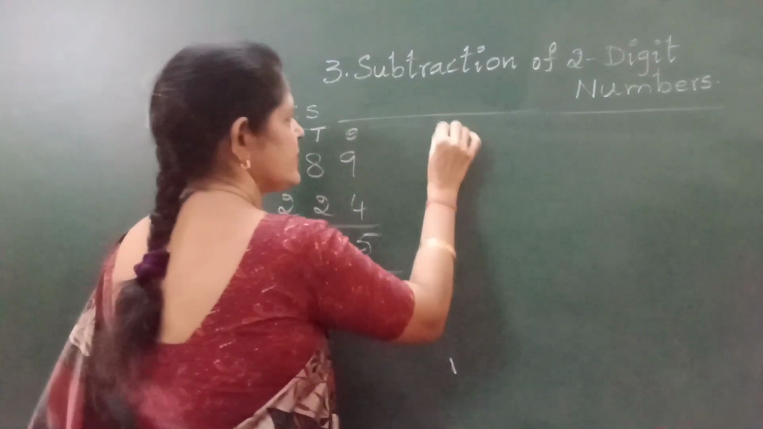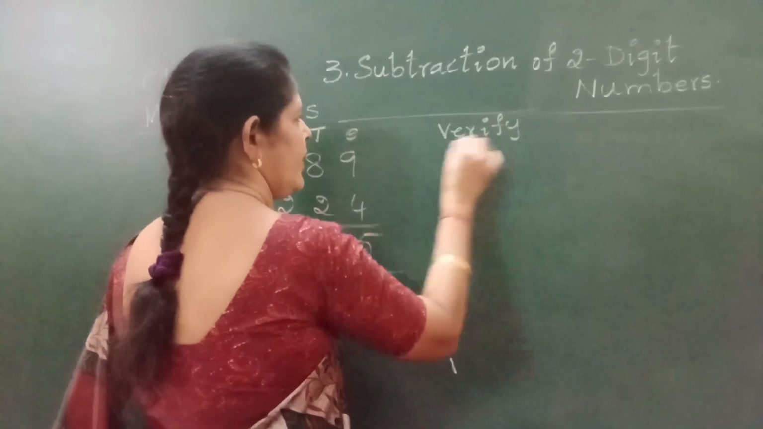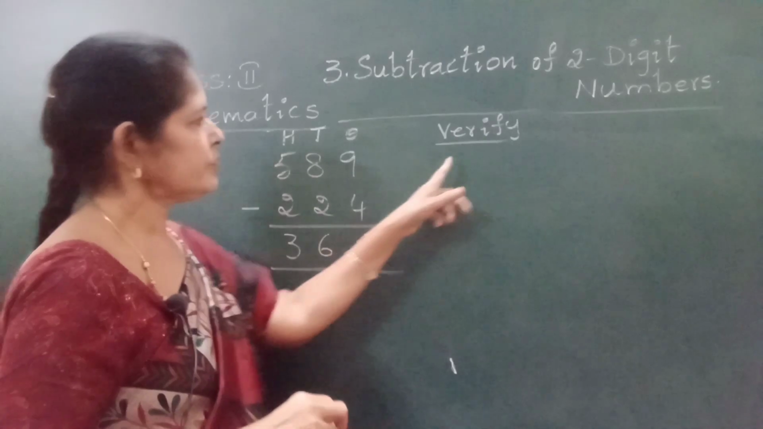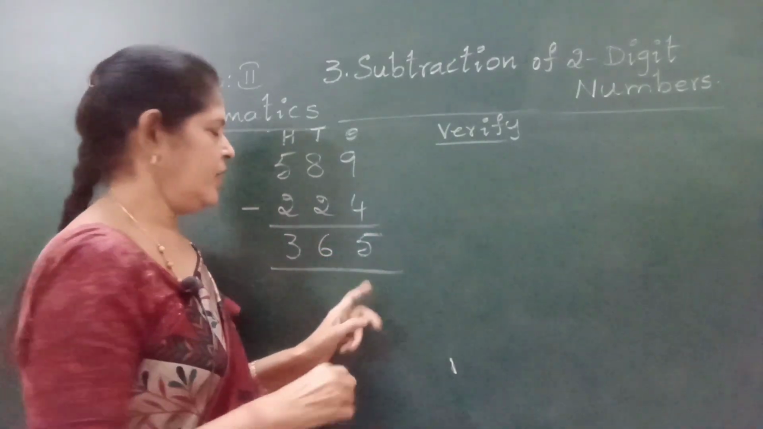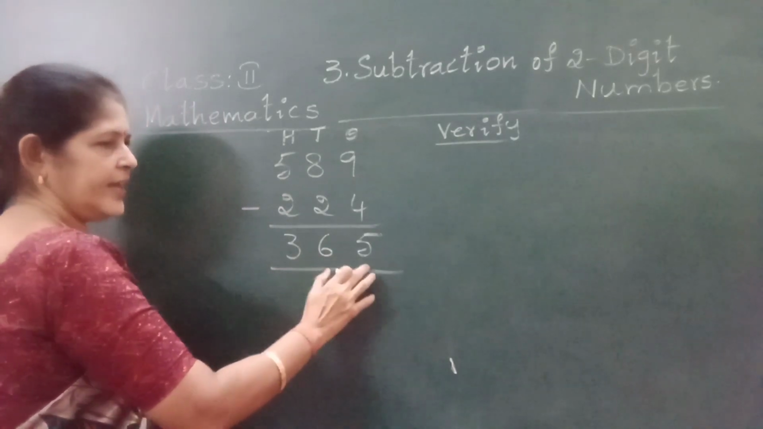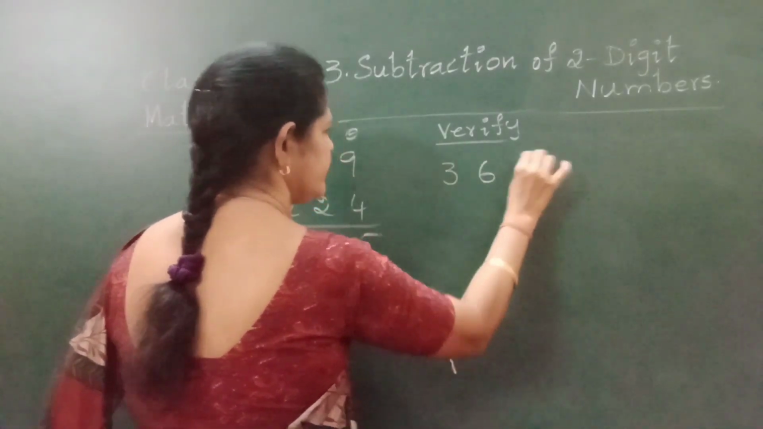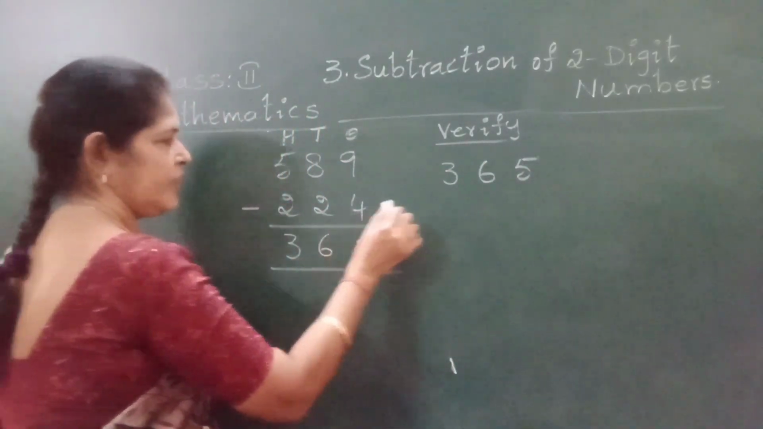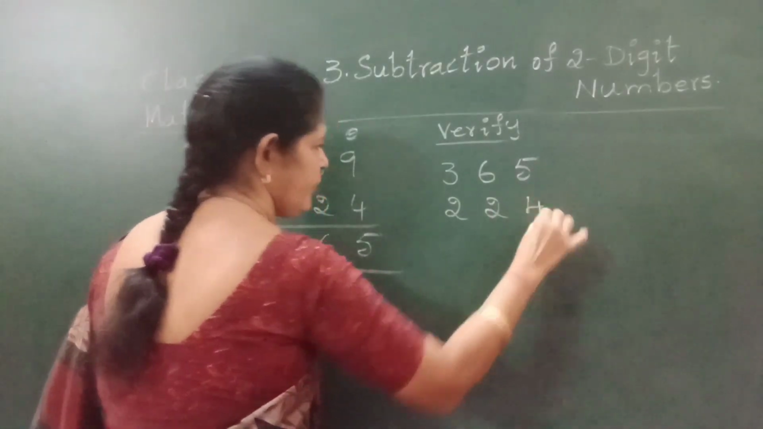365. Here write verify. Verify means check the difference. We get 365. Write first 365. What is the second number? 224. Right? Second number below the 365.